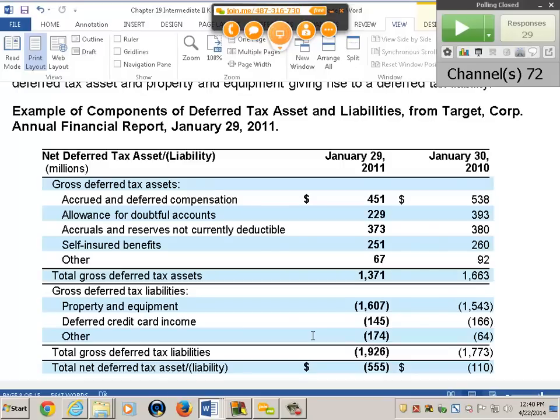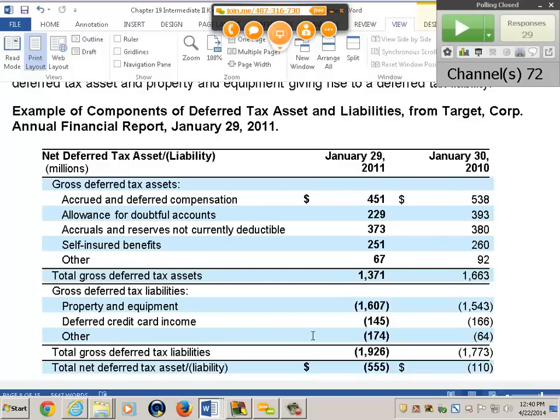What does that mean? A deferred liability means I'm paying less tax today. So where am I deferring the revenue? On my books or on my tax return? Yeah, exactly. I'm deferring revenue on my tax return.